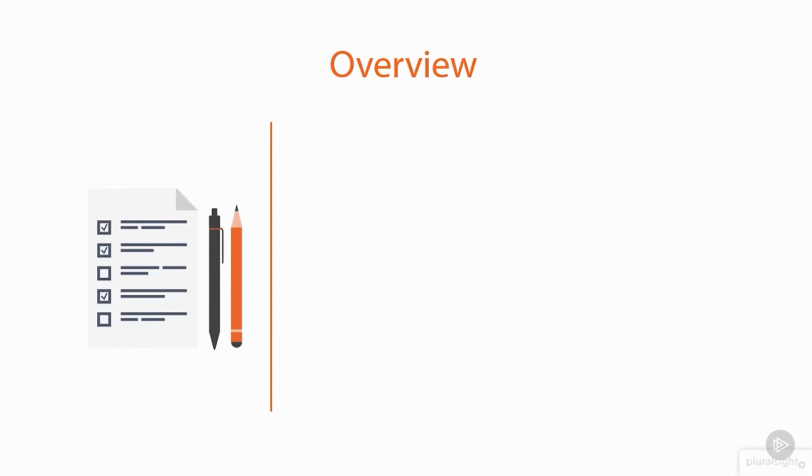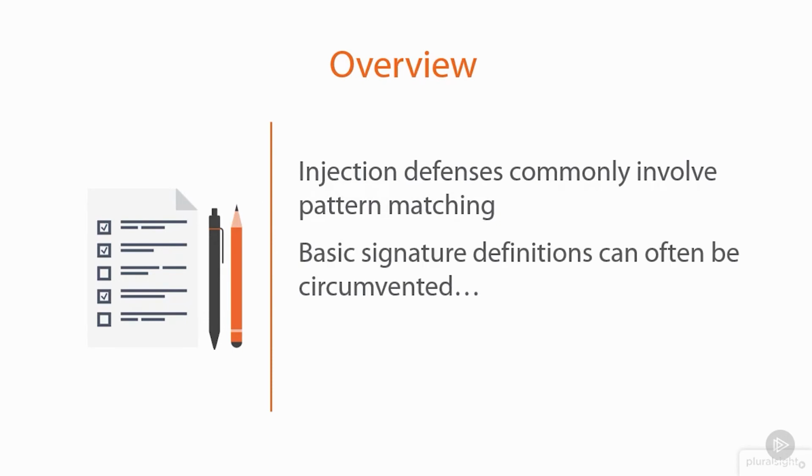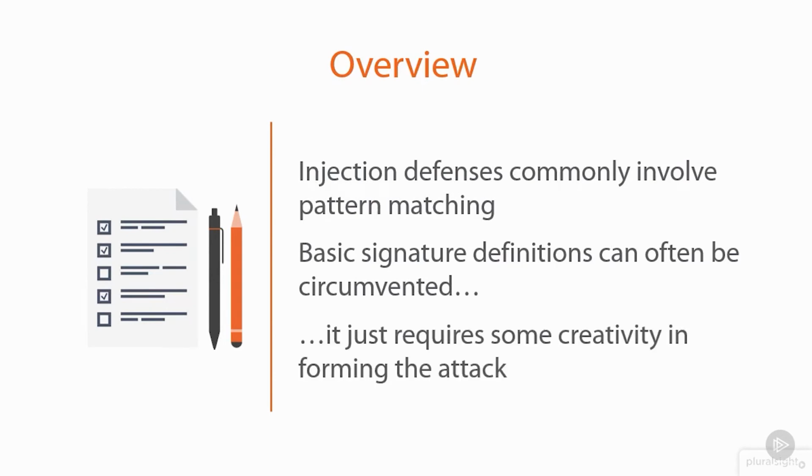The thing about many injection defenses is that they do involve looking for common patterns. So for example, in the last module on defending against attacks, I talked about validating untrusted data, and that involved the application rejecting potentially malicious requests. The thing about this though is that these basic signature definitions can often be circumvented. And as I just mentioned, this will really just come down to creativity with the SQL syntax. So how can we form those same attacks in a different way such that they evade the signature definitions? Let's go and have a look at a few different ways of doing this.